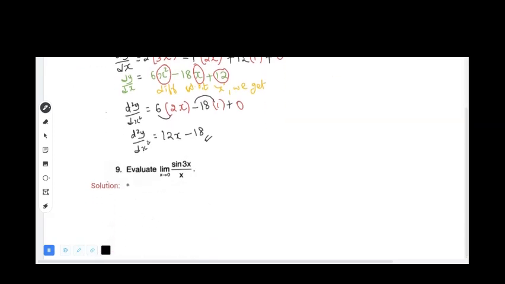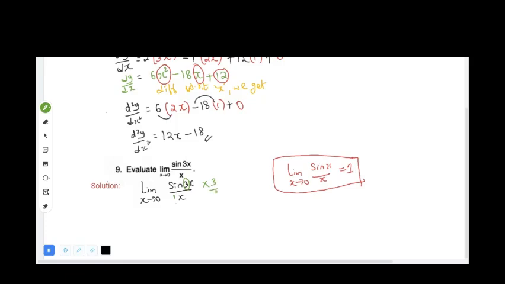So the ninth question is: evaluate limit x tends to 0 of sine 3x by x. We have the sandwich formula, which says limit x tends to 0 of sine x by x will be equal to 1. So we'll be using this property of limit to solve this problem. Here we have 3 where the 3 is missing, so what we'll do is multiply and divide by 3.